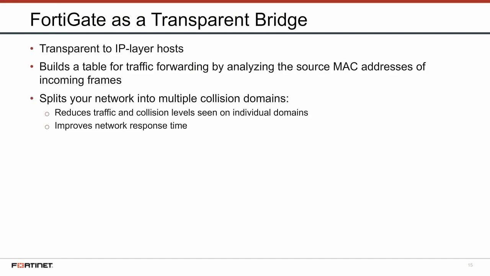A transparent mode FortiGate acts as a transparent bridge. What does that mean? It means that FortiGate has a MAC address table that contains, among other things, the interface that must be used to reach each MAC address. FortiGate populates this table with information taken from the source MAC address of each frame. FortiGate, as a transparent switch, splits the network into multiple collision domains, reducing the traffic in the network and improving the response time.